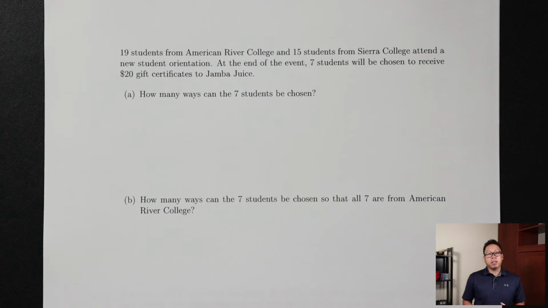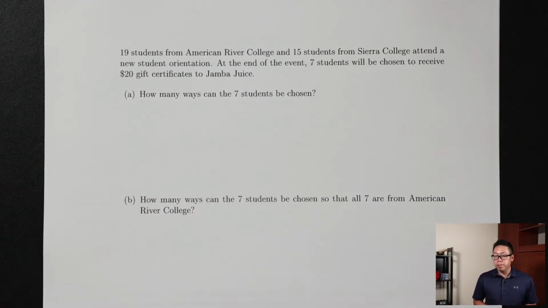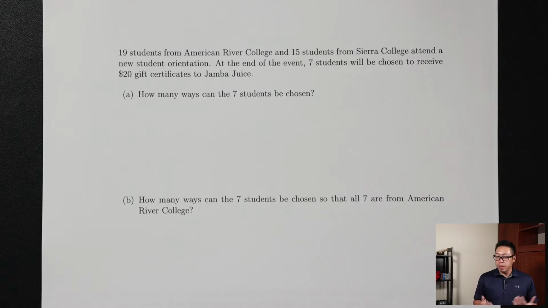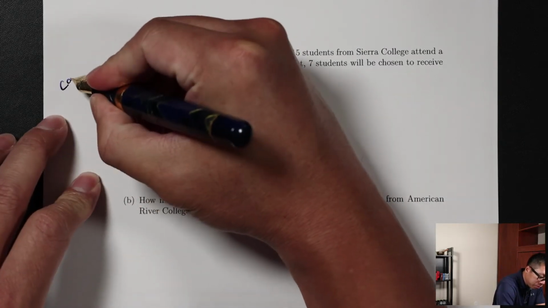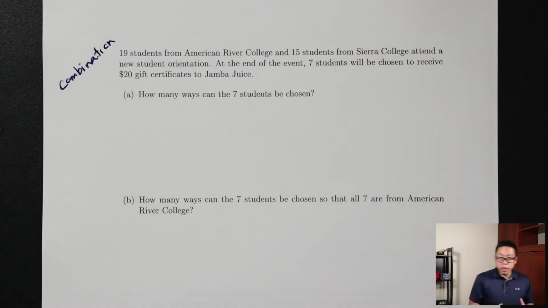First question we're going to ask is, does the order that we choose these 7 students matter? No, it doesn't. Because these 7 students are all going to get the same gift certificate, same prize. So it doesn't matter which student got chosen first, second, or third, or seventh. They're all going to get the same prize. Order that we choose them doesn't matter. So this is going to be a combination. Combinations, final answer will be something, choose something.